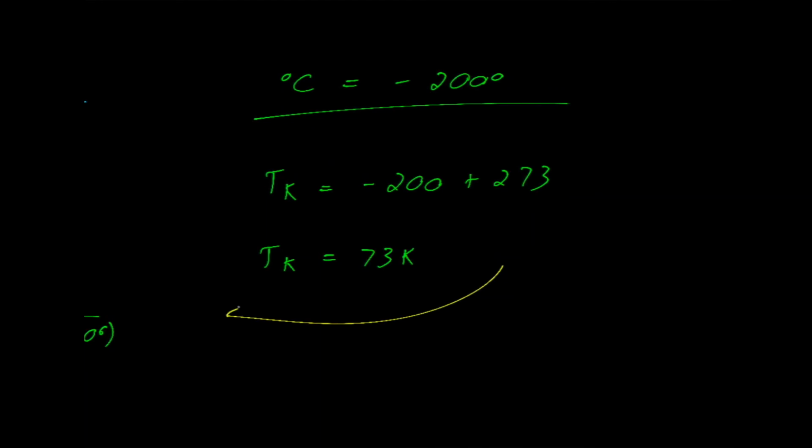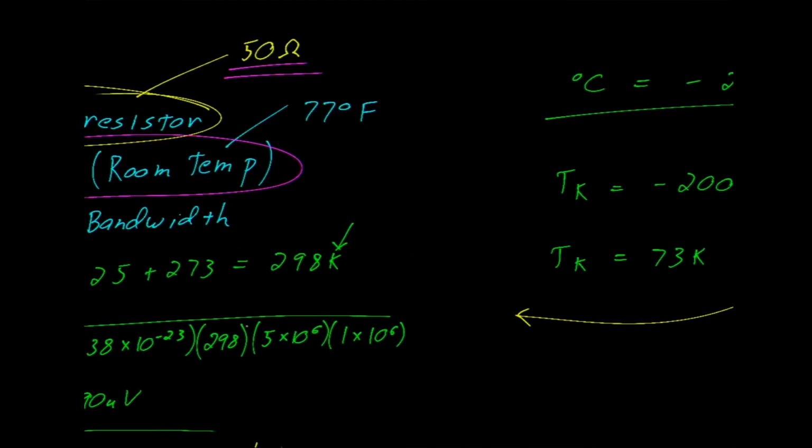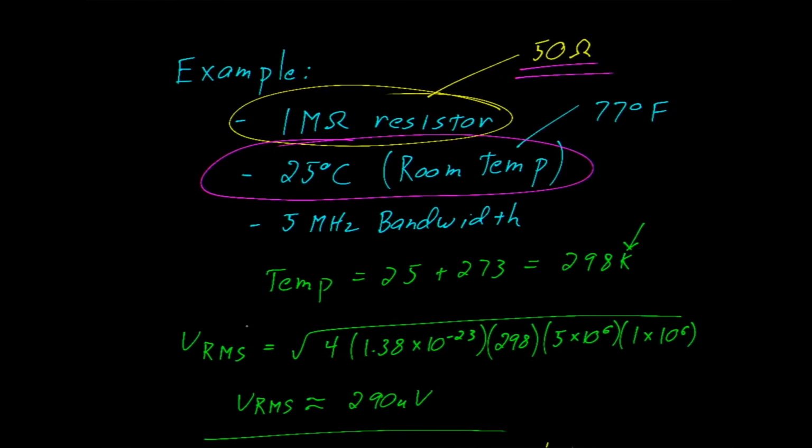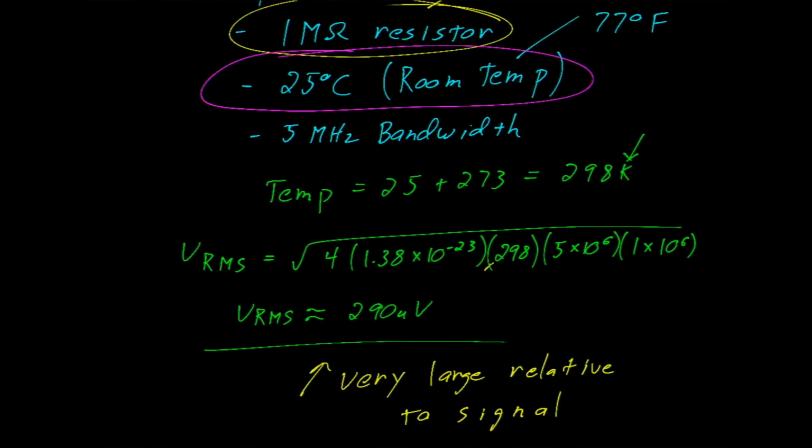Let's put both of those values back into our original equation and see how well we've improved the noise. This goes to 73. We'll keep the bandwidth the same, but we'll lower the resistor to 50. That yields a very good improvement, as this is now down to about 1 microvolt.